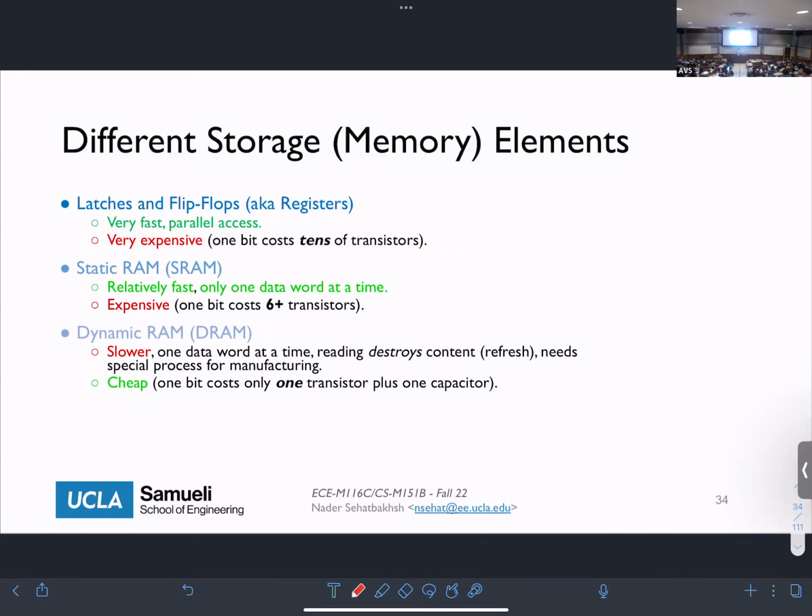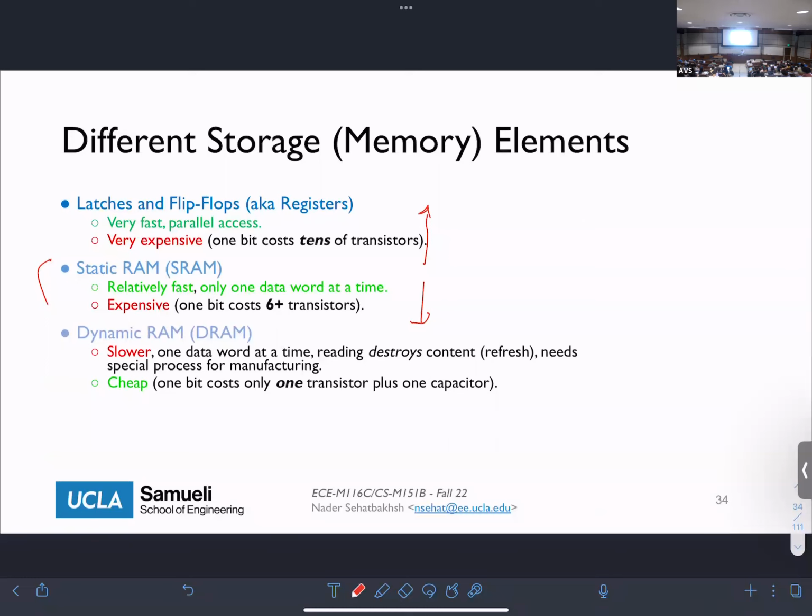The other alternatives are what's called an SRAM, or static random access memory, and a DRAM, or dynamic RAM. The difference between the two is that they are another tier of memory. The SRAM is relatively fast, slower than registers but faster than DRAMs. You can read one word at a time, 32 bits at a time, the way that we designed them. And they're still relatively expensive. We usually need 6 transistors, a little bit more, to build 1 bit of SRAM.